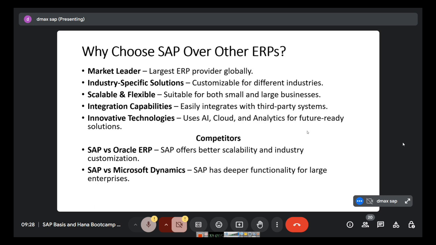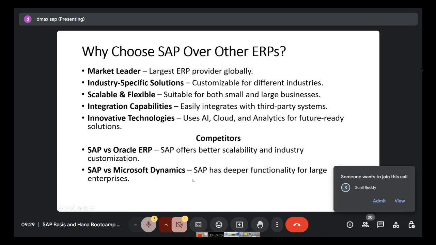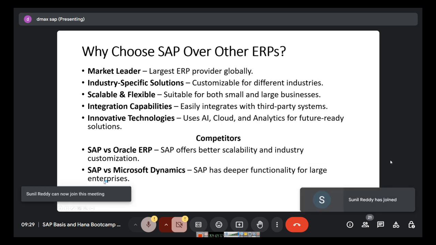So as I said, among the competitors you can see Oracle ERP is there, which is most known to us, the Oracle company. So SAP offers better scalability and industry customization than Oracle ERP. And if we consider Microsoft Dynamics, SAP has deeper functionality for large enterprises compared with Microsoft Dynamics.